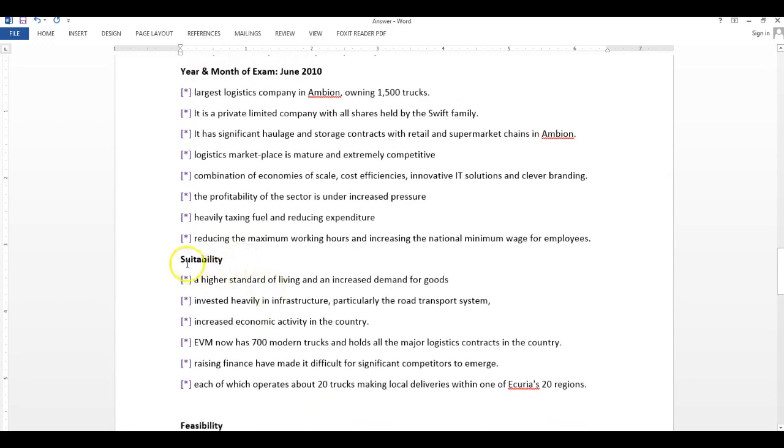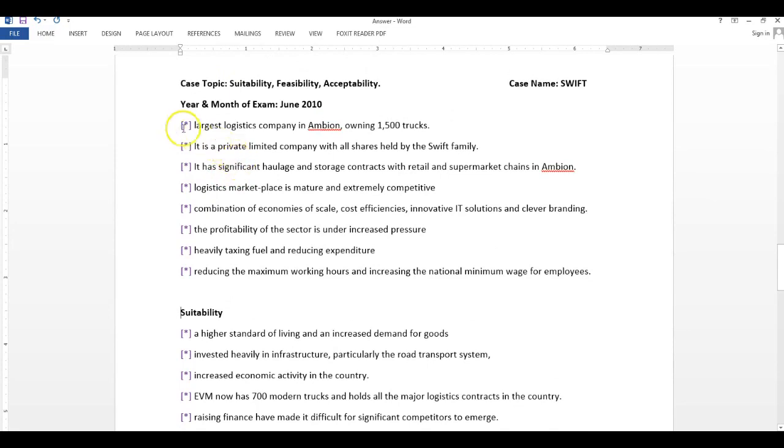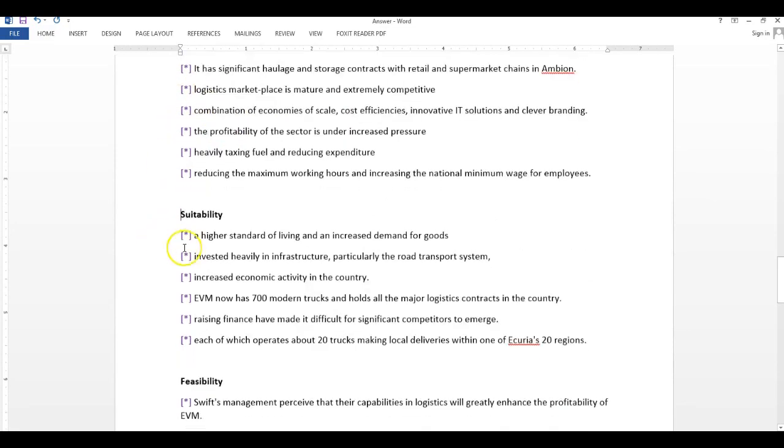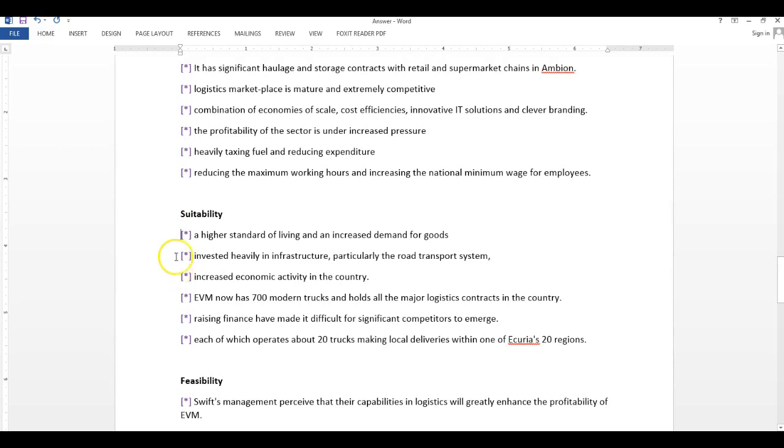So if you take here, see, your answer should work like this. It should tell about suitability. Okay, it should tell about the suitability of the EVM. It says if we go and buy EVM, we will have a high increased sale.